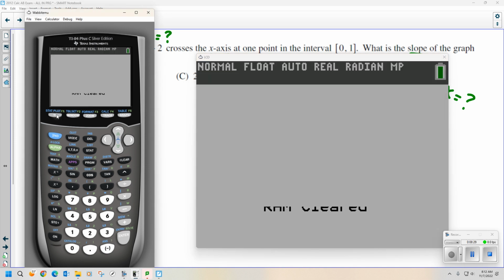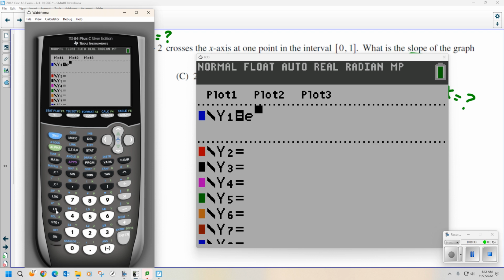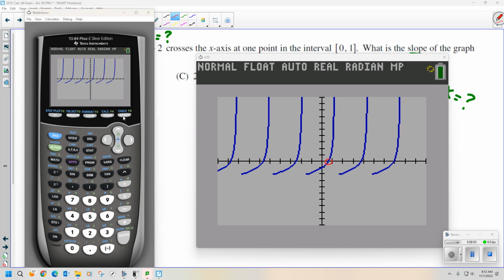All right, let's go to y equals. We have e raised to the tan of x minus 2. So pop off that exponent before you put your minus 2. If I graph this, and again, my interval is between 0 and 1. Okay, so it crosses at several points, but right there, that last one that was drawn, this is the one between 0 and 1, right there.